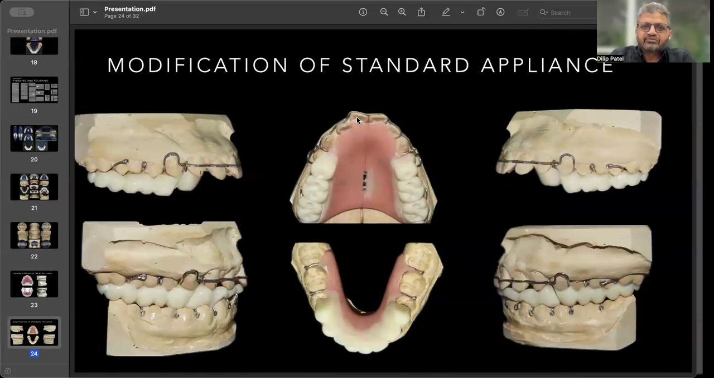These are some of the modifications of the standard appliance, having a labial bow from premolar to premolar in the upper. Additional eyelet clasps are given between the canine and premolar region, and the labial bow is passed through this eyelet. So the labial bow becomes very sturdy. It cannot slip, neither gingivally nor occlusally, and it gives better retention. The design of the labial bow is an adapted labial bow that will help to avoid flaring of the upper incisor.